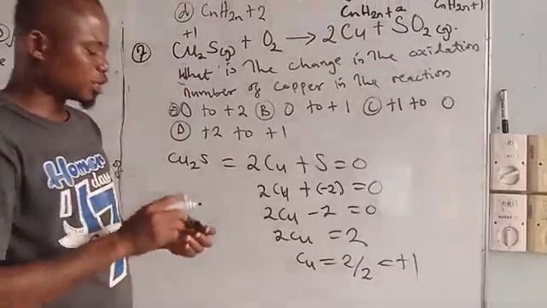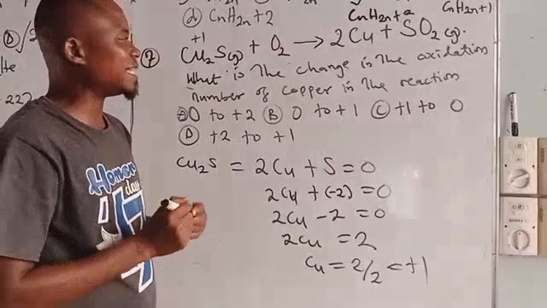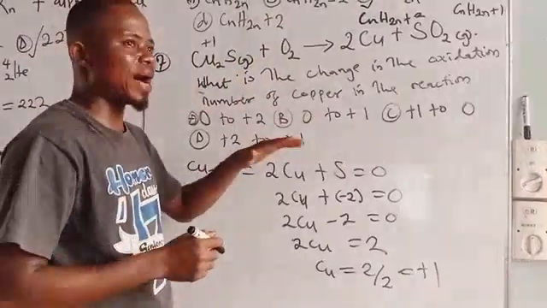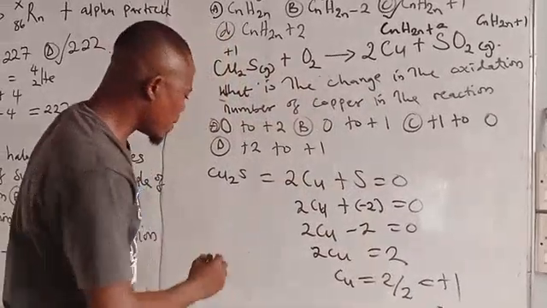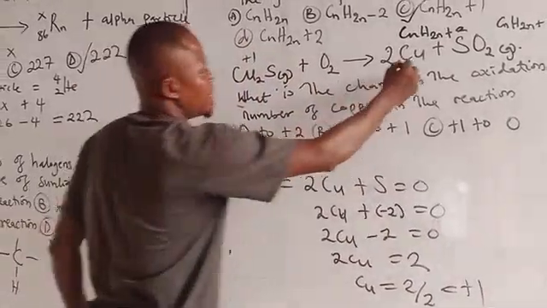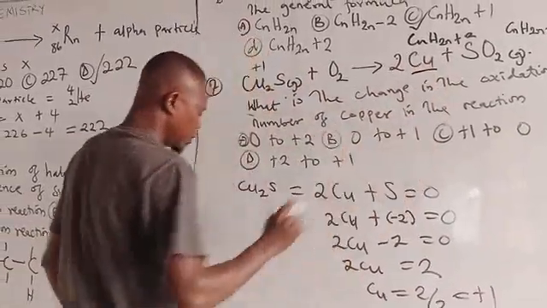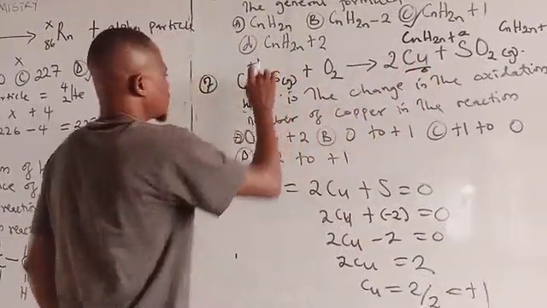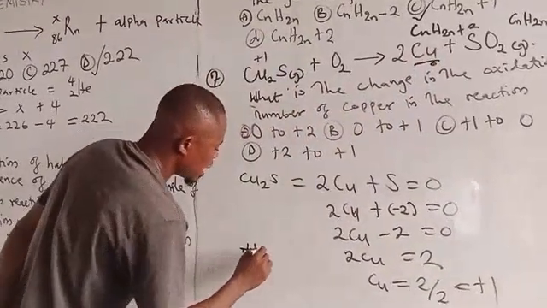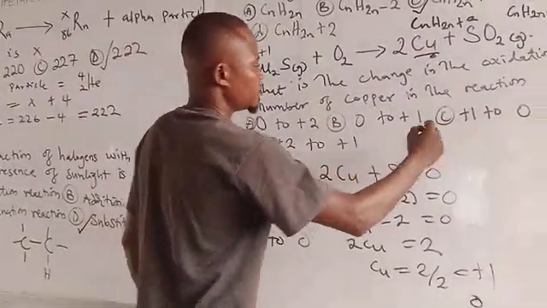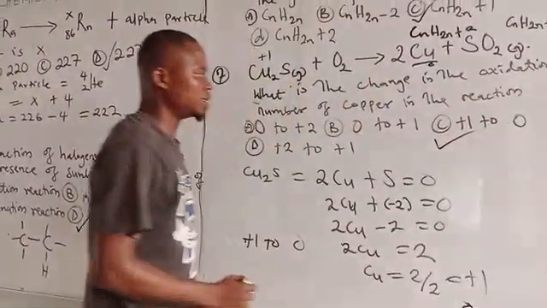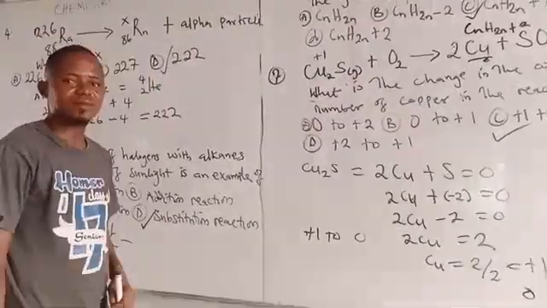Now, we say the oxidation state of every element in its neutral state, uncombined, is what? 0. Because here is the elemental state, it's not combined, so it's 0. So here is 0, here is plus 1. So copper is moving from plus 1 to 0. Plus 1 to 0. So the correct option is option C.